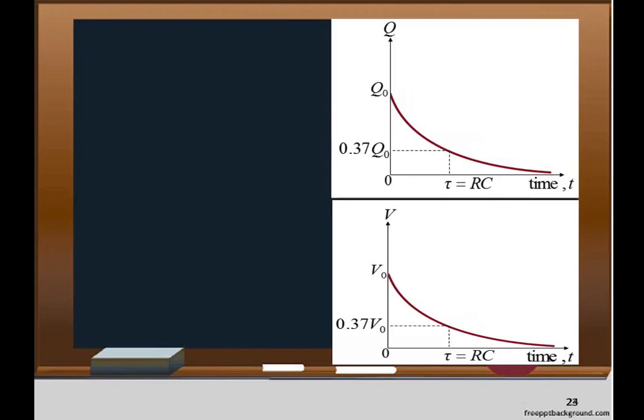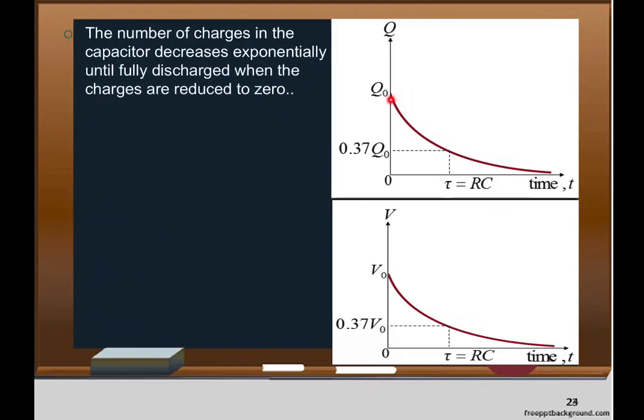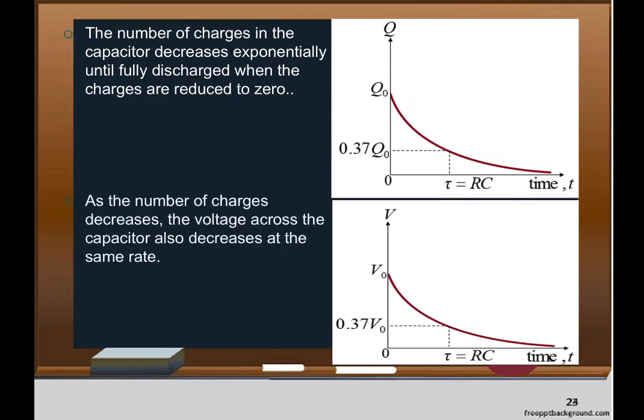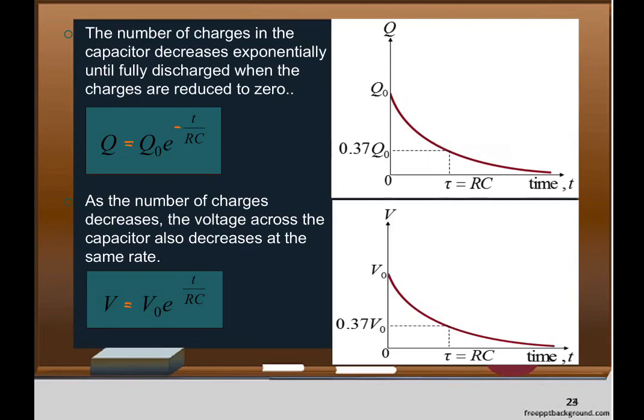And then from these graphs, we can see that the number of charges in the capacitor will decrease exponentially until it is fully discharged when the charges are reduced to 0. And as the number of charges decreases, the voltage across the capacitor will also decrease at the same rate. So we can write it in this form of equation. Q is equal to Q0 exponential negative T over RC, in which Q0 is the maximum charge and Q is the instantaneous charge at a particular time T. We have V is equal to V0 exponential negative T over RC, in which V0 is the maximum voltage and V is the instantaneous voltage at a particular time T.